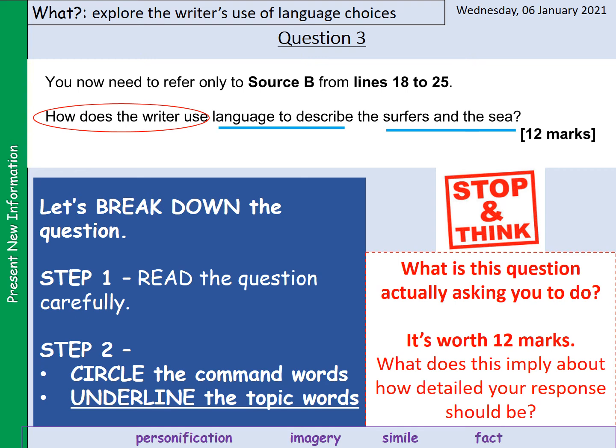So this question's worth 12 marks. What does that imply about how detailed your response should be? I would say approximately for this question, you should be aiming to spend about a mark a minute. So about 12 minutes on this question. Possibly 2 to 3 paragraphs, depending on how quickly you can write. If you can get in 2 very detailed paragraphs for this question, that would be excellent.